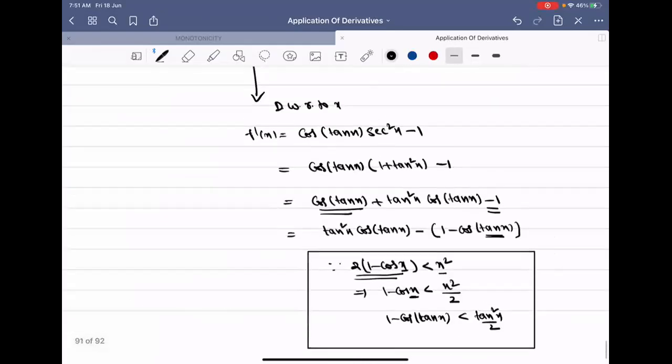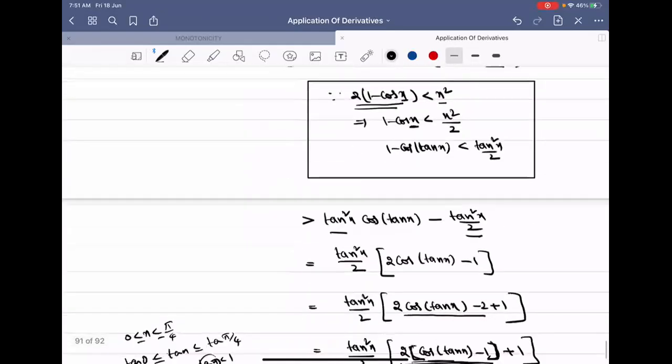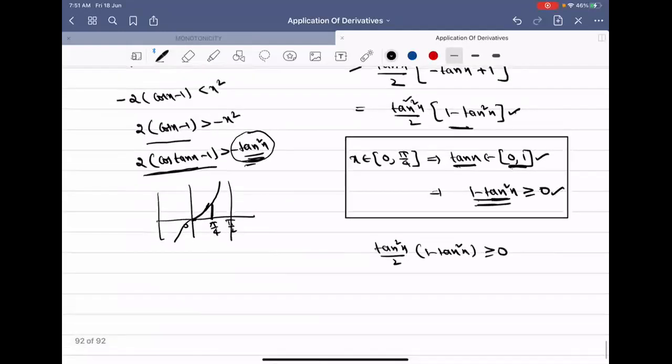What is this? f dash x. Therefore, f dash x is always greater than or equal to 0. So f dash x is greater than or equal to 0 means f of x is what? An increasing function. Strictly increasing? No, sir, increasing only.